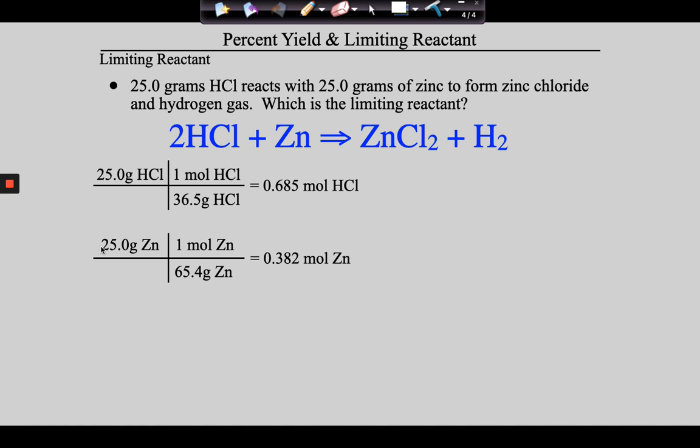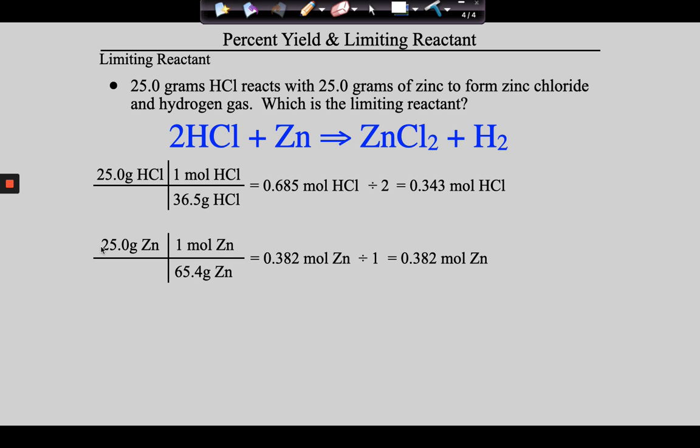But guys, in the same way that when you did this with the bicycle parts, you had to account for the fact that you needed 2 wheels for every frame, here we need 2 HCl's for every zinc. So we've got to account for that by dividing by the coefficients. So we divide the HCl by 2, we divide the zinc by 1, in the same way that we divided the wheels by 2 and the frames and the seats by 1. Now, guys, the smallest number is your limiting reactant.